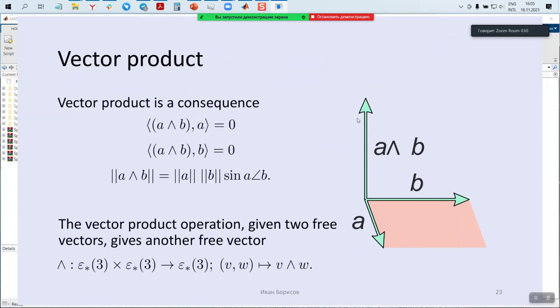A vector product is actually a consequence of the inner product. What I just wrote with angular velocity, linear velocity, and the radius vector of rotation is a vector product. Earlier I wrote angular velocity like this, but actually it is a vector which is applied here. This is your radius vector and this is your linear motion, and since angular velocity is a free vector, you can move it right here.